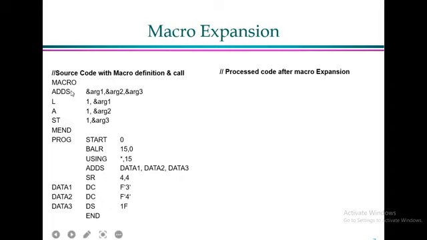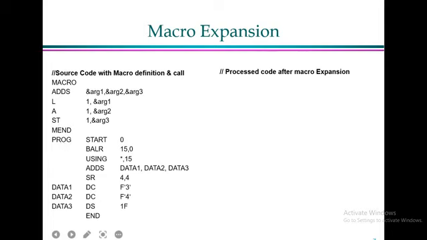So on the left hand side of the screen, source code with a macro definition and macro call is given. So here is the macro. After that, ADDS is nothing but the name of the macro. Then these are the parameters, 3 parameters which are passed to this macro. Then this is the definition, LAST, this is the definition of the macro, and here is the end of your macro.